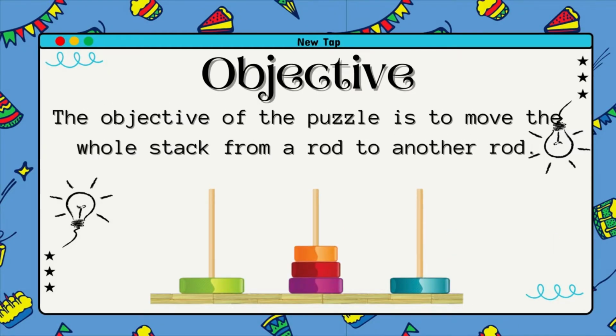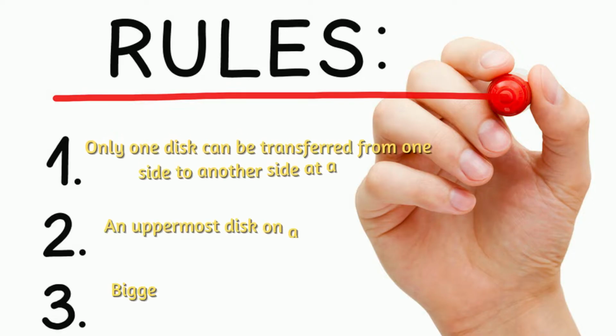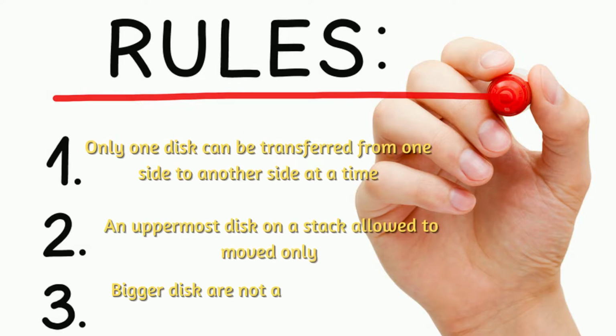The main objective of the puzzle is to move the whole stack of discs from one rod to another rod, but only using allowable moves. There are a few rules we need to obey when solving the puzzle. Firstly, only one disc is allowed to move from one side to another side at a time. Next, only the uppermost disc on a stack is allowed to move. And lastly, a bigger disc is not allowed to be placed on a smaller disc.